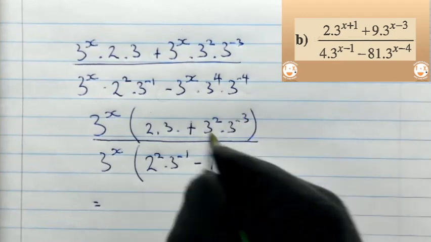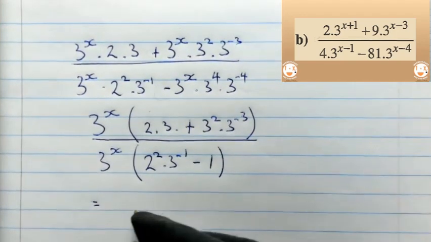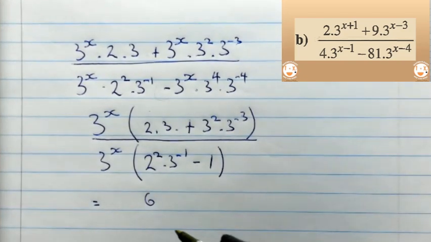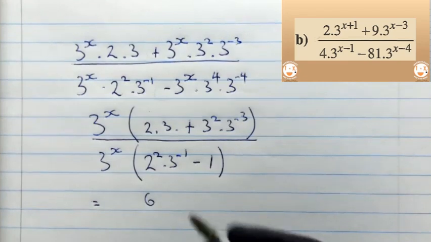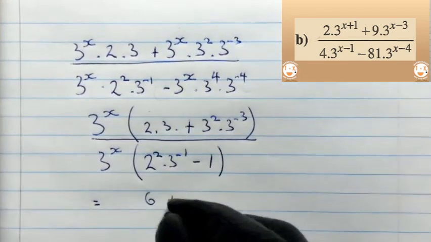Now, here, these ones are sorted. I will have my 6 there. Then I will have my 3 to the negative 1. Remember, it's a plus.